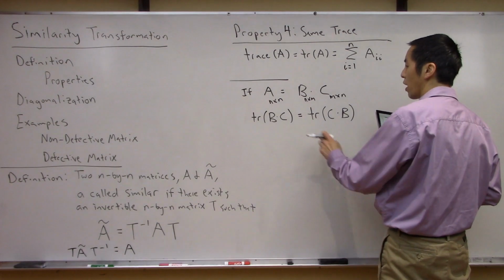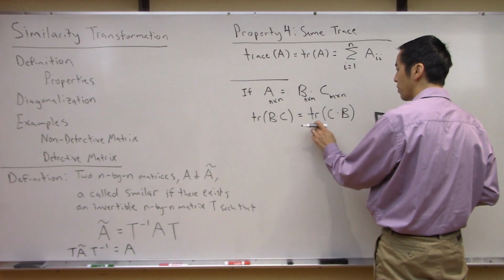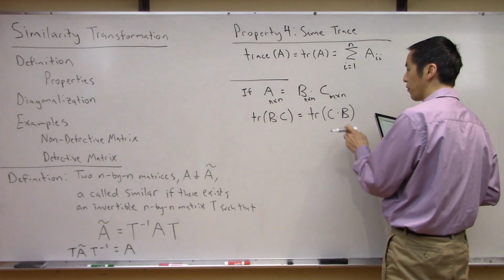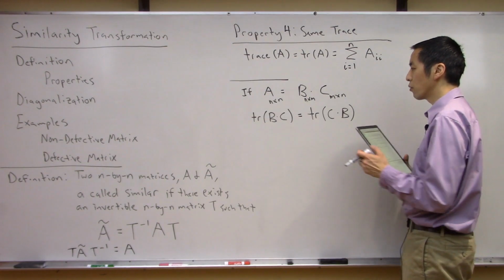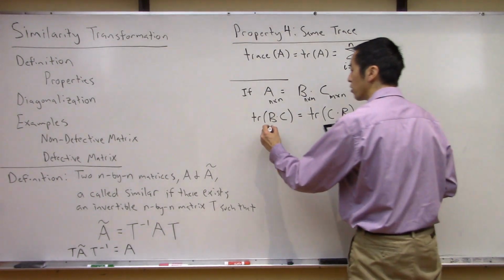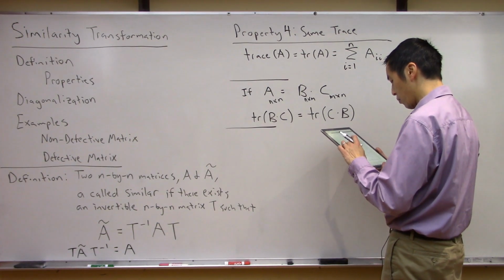Okay, so if we're looking at the trace of B times C, that's actually the same thing as the trace of C times B. Obviously, again, this times is matrix multiplication, as you can clearly see here. So that's the property I want to use. Let's apply that to our similarity transformation and see what we end up with.